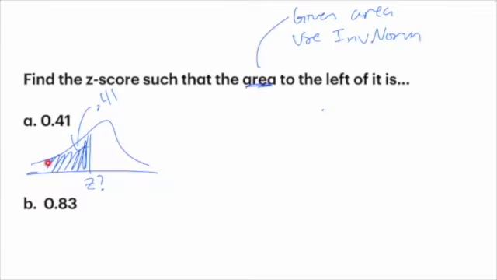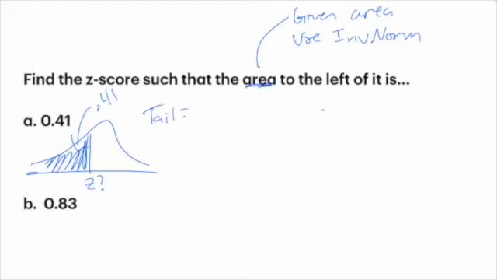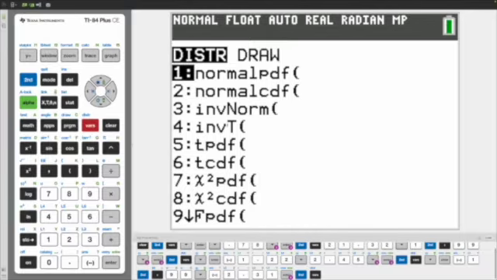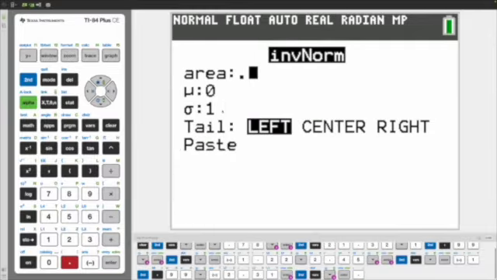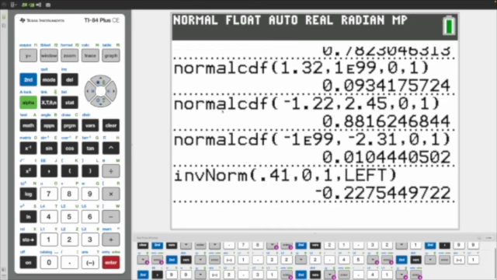So something I want you to think about is the shading is to the left. So when we do inverse norm, it's going to ask for a tail location. Our tail is to the left because we're looking for this value and the shading is going to the left of it. So on my calculator, second distribution still, and inverse norm is that third one. Our area was 0.41. We still have a mean and standard deviation of 0 and 1. Our tail was to the left of that. So that z-score that corresponds with it is negative 0.228.